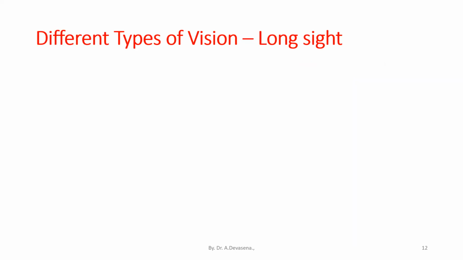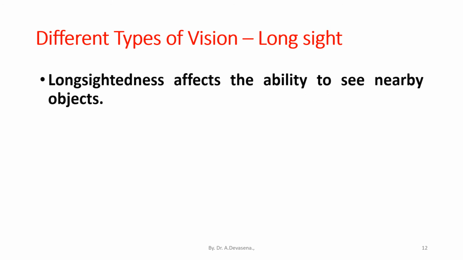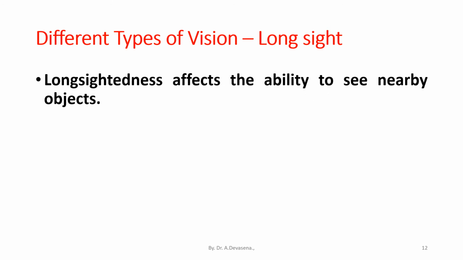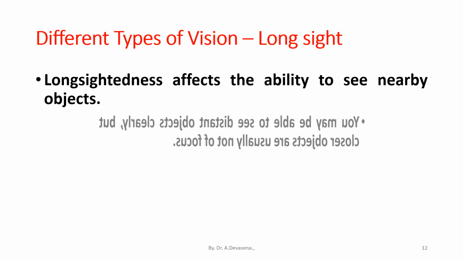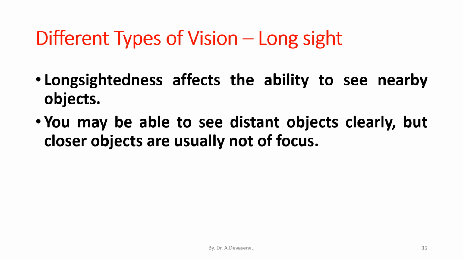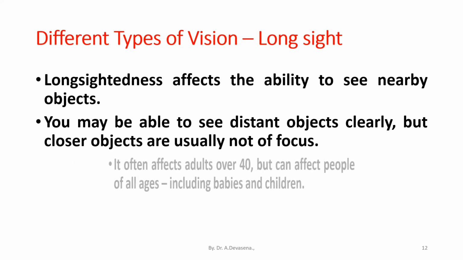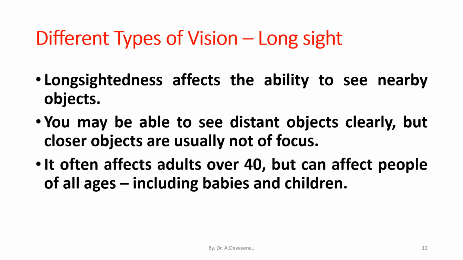Long sight. Long-sightedness affects the ability to see nearby objects. You may be able to see distant objects clearly, but closer objects are usually out of focus. It often affects adults over 40, but it can affect people of all ages, including babies and children.